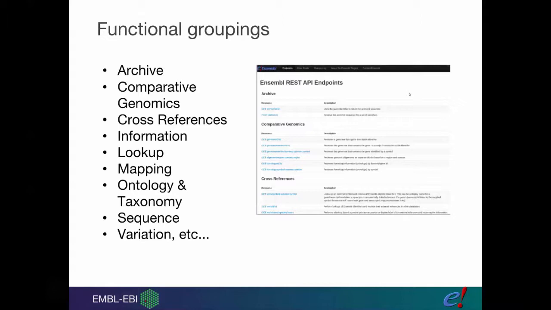There's things like archive, so finding old versions of IDs. Comparative genomics will get you gene trees, it will get you homologs. Cross-references will get you links to other databases. Information will tell you what's in the database, which database version you're looking up. Lookup allows you to put in IDs and find out what they are. Mapping is for converting genome coordinates to protein coordinates and vice versa, things like that. You have ontology and taxonomy, sequence, variation. There are actually loads of them.